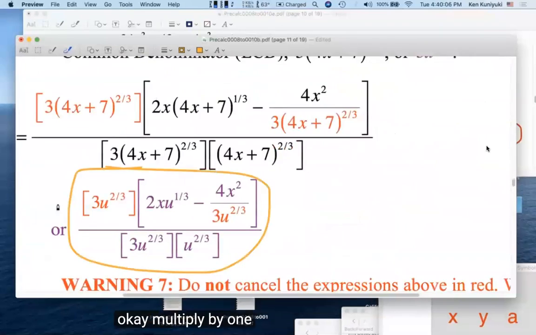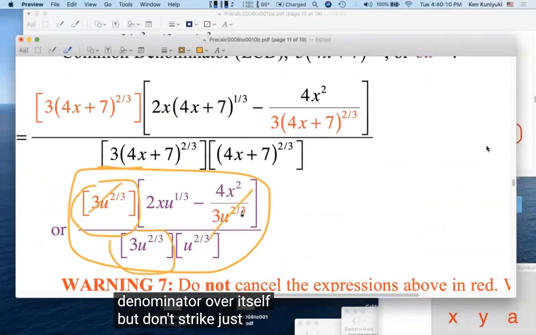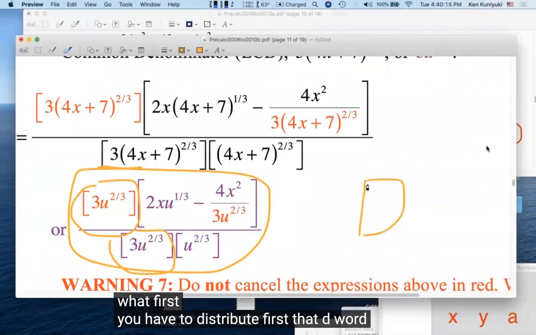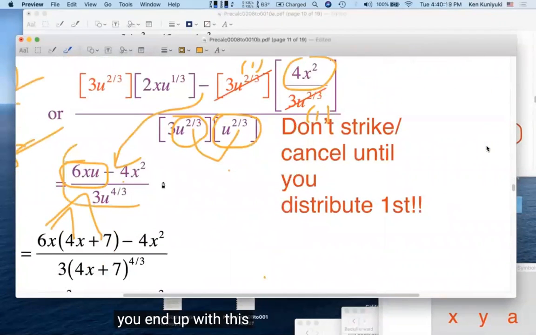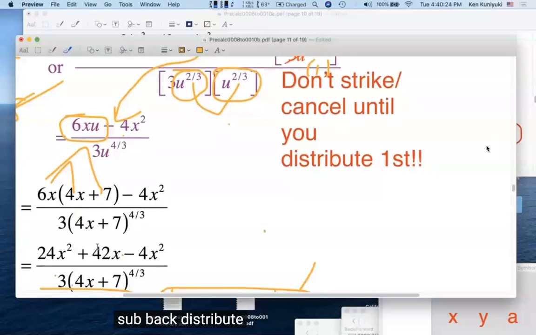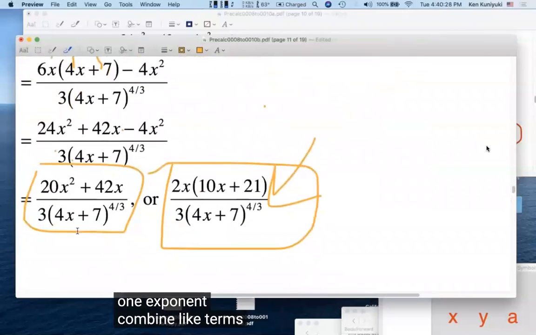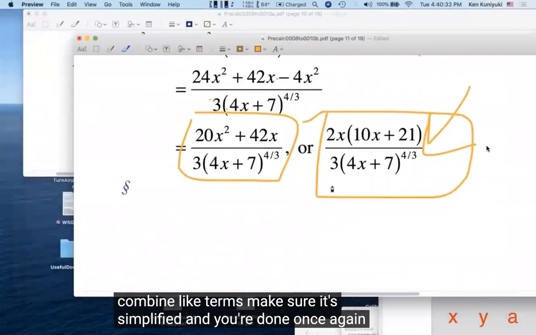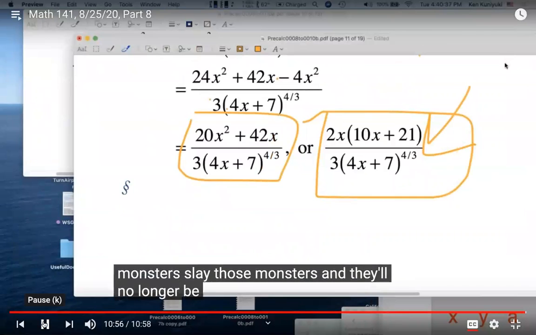Okay, multiply by 1. We multiply by that denominator over itself, but don't strike just yet. You have to do what first? You have to distribute first. That D word, you have to distribute first. You end up with this. Sub back, distribute. That's okay, that's a 1 exponent. Combine like terms, make sure it's simplified, and you're done once again. Monsters. Slay those monsters, and they'll no longer be monstrous.